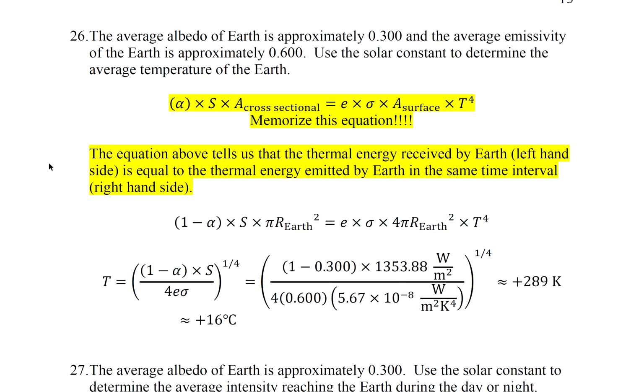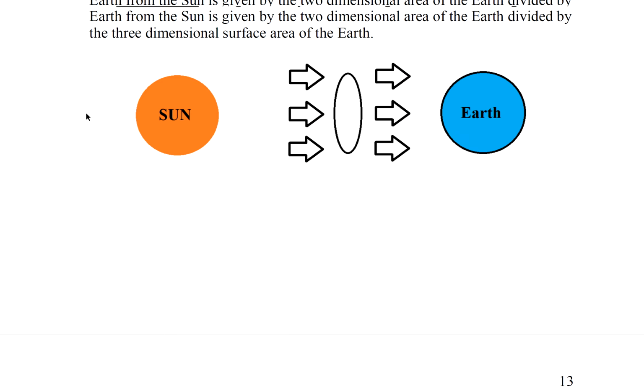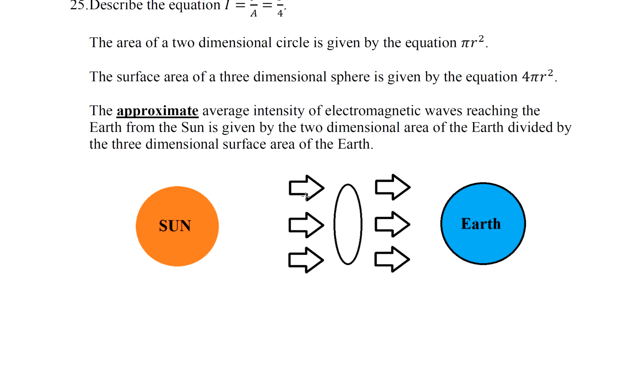Question 26. The average albedo of Earth is approximately 0.3 and the average emissivity of the Earth is approximately 0.6. Use the solar constant to determine the average temperature of the Earth. So the left-hand side tells us the thermal energy received by the Earth. These arrows here pass, or are about to pass, this two-dimensional pi r squared surface area.